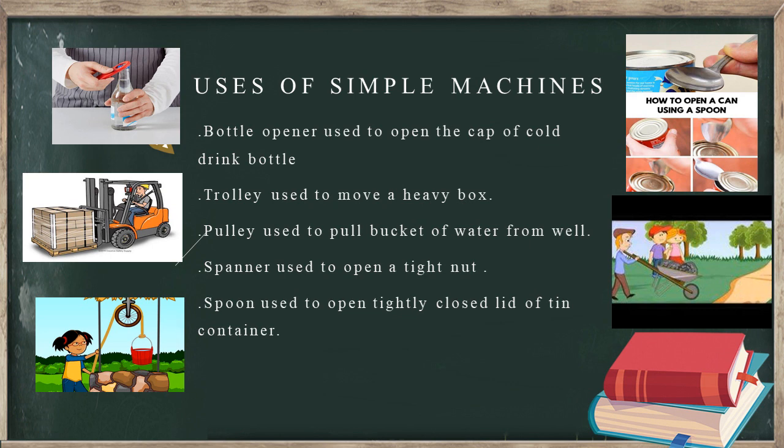Try to open a tight nut with your fingers. It is a difficult job. You will not be able to succeed. But the same activity, when done with the spanner, makes the task easier for us. All these examples conclude that machines not only make our work easier, but also reduce our effort.